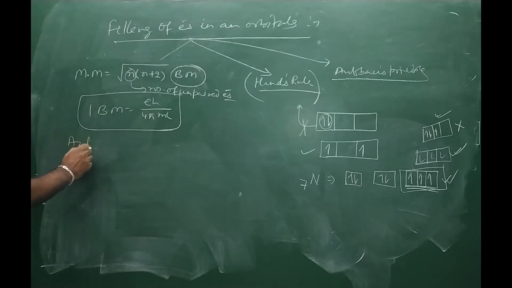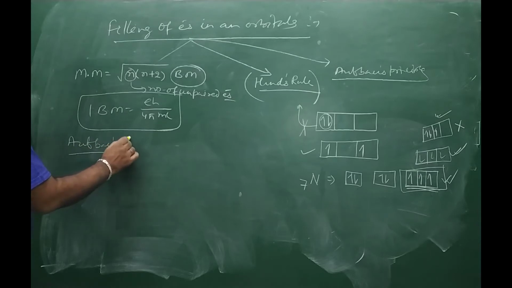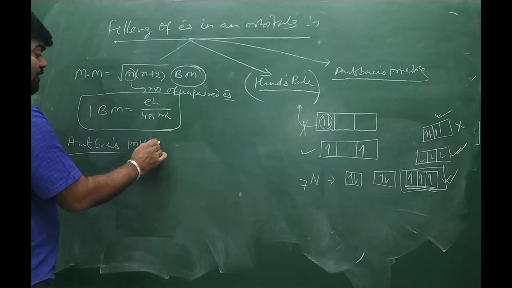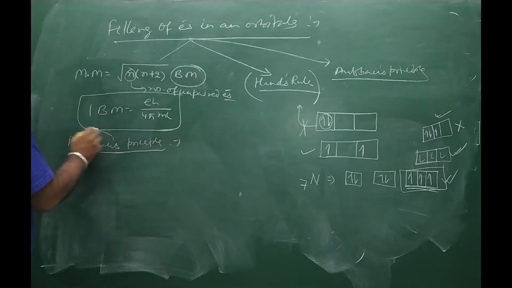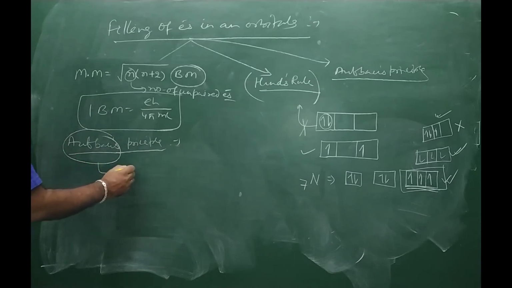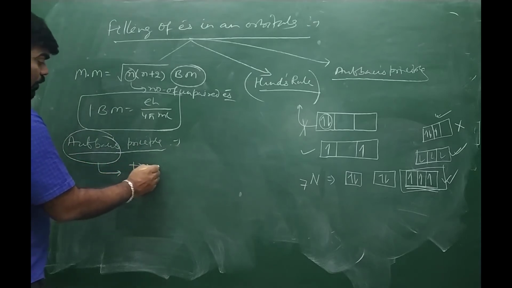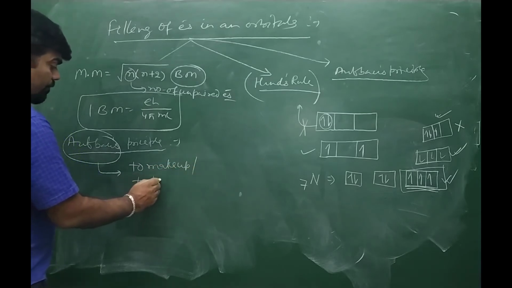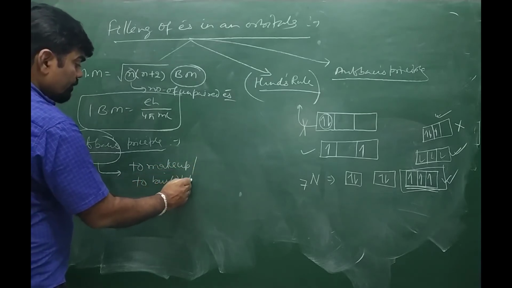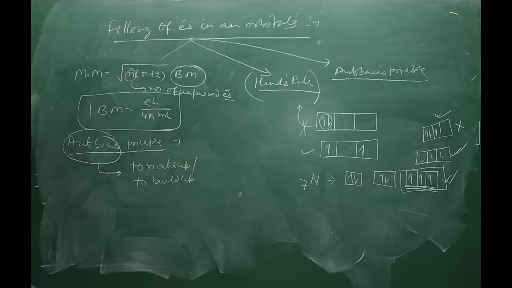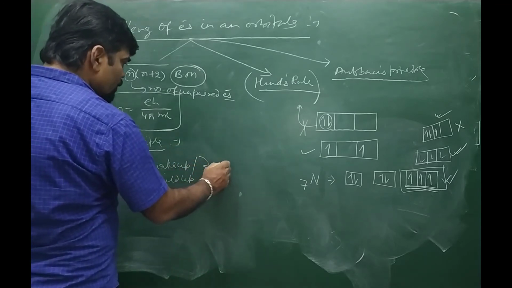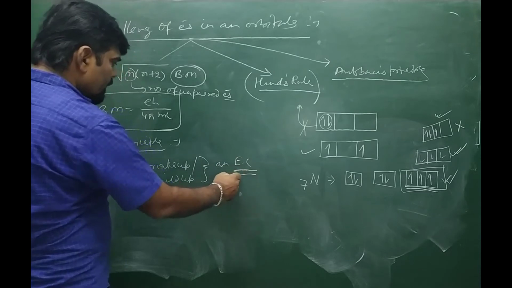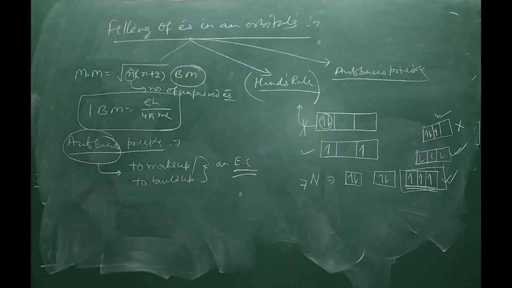Next is the Aufbau principle, which was explained by Pauling himself. Aufbau is a German word, meaning to make up or to build up. So what do we make up or build up? We build up an electronic configuration.